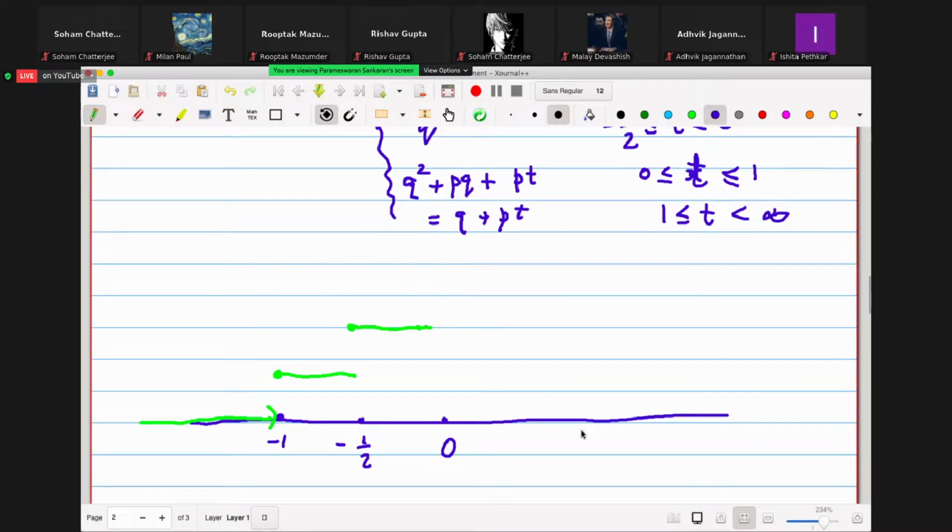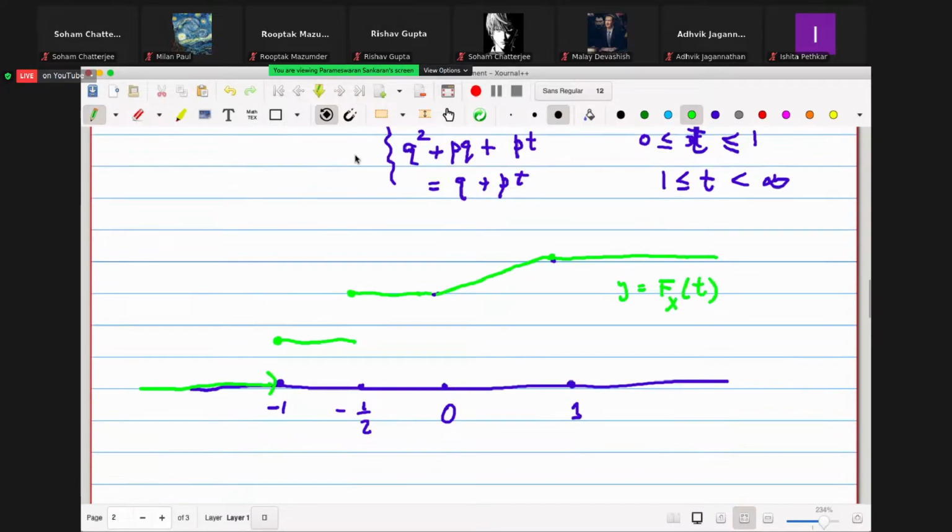So I just draw this 1 here. And this is my 1. And it's a straight line segment connecting this and this, because that's what the slope is, and then onwards it just stays. So this is the graph of y is equal to F_X(t), with t on the t-axis. Yeah, this is how it looks like.